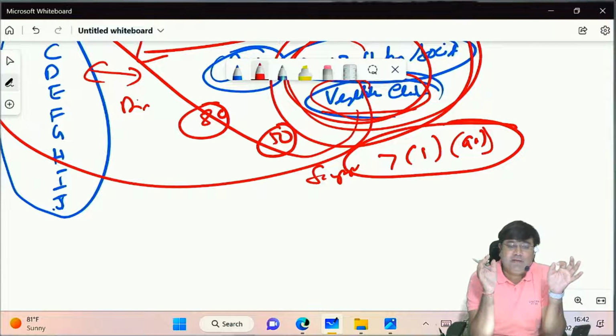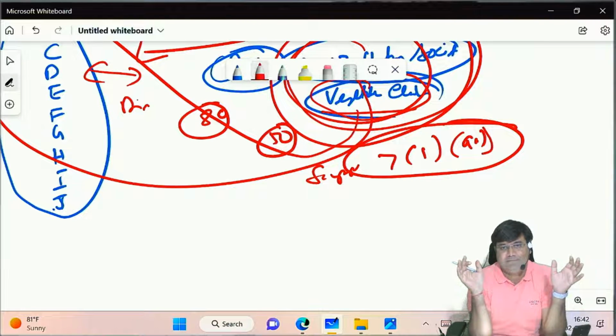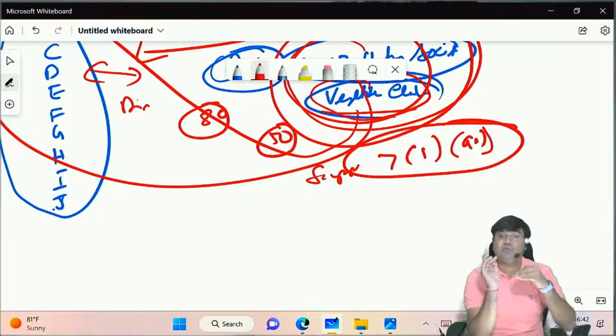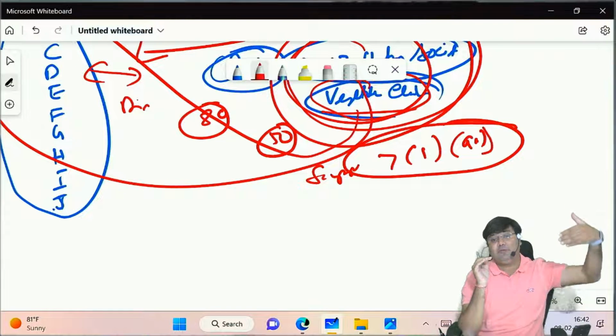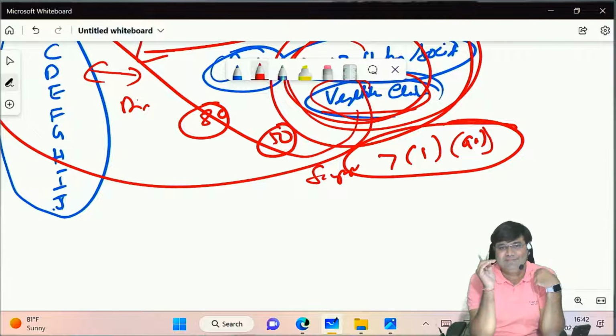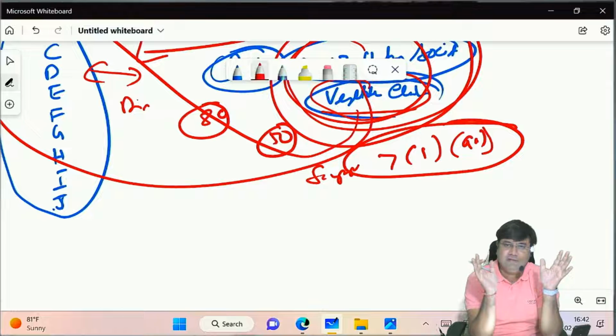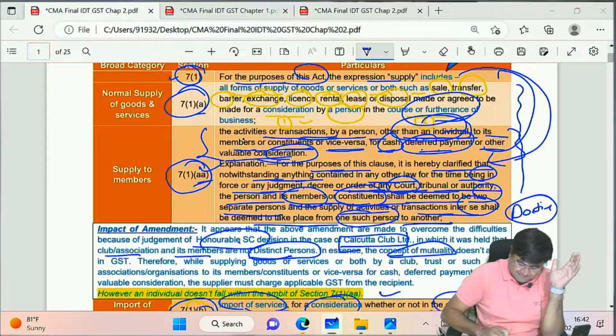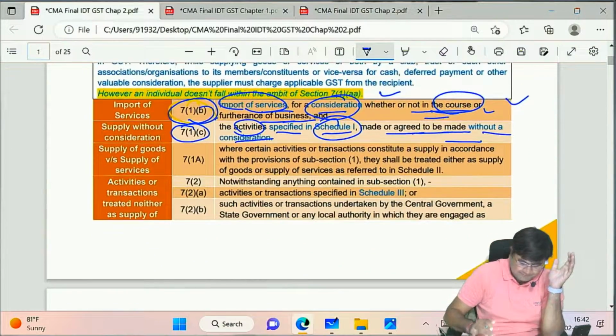So basically, it nullifies the concept of mutuality, which is written in the Constitution of India, because remember, the Constitution of India is going to prevail over GST law. So they are saying they are separate persons subject to GST, and their transaction is going to be a supply subject to GST. Okay, so very interesting judgment.